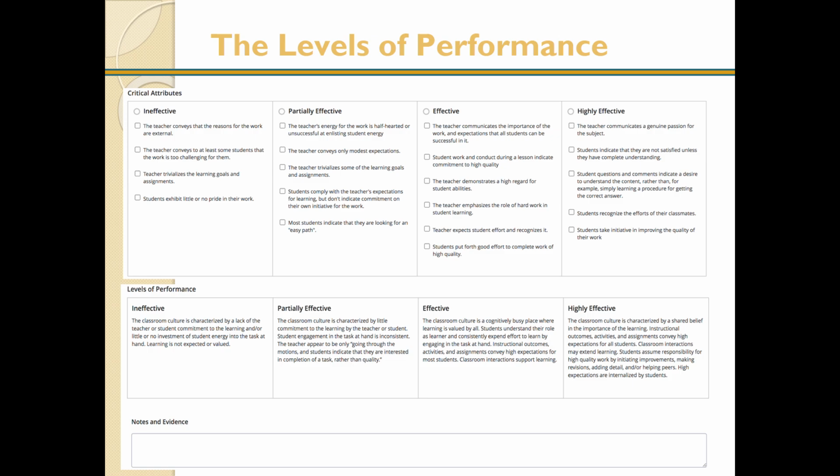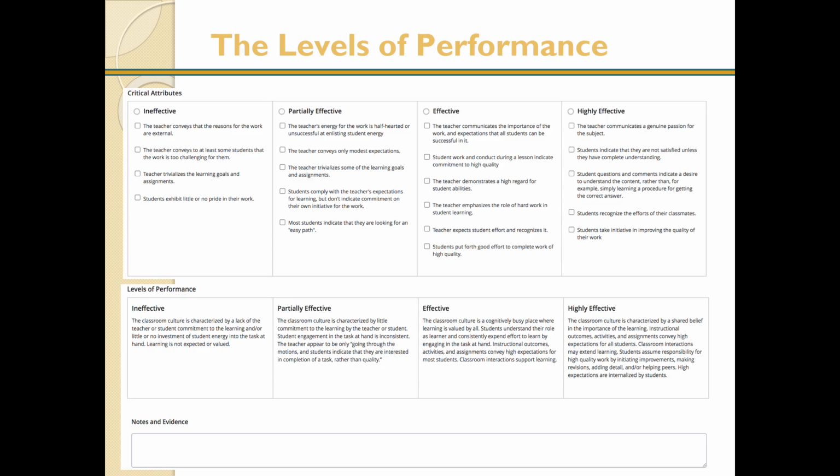The classroom culture is characterized by little commitment to the learning by the teacher or student. Student engagement in the task at hand is inconsistent. The teacher appears to be only going through the process and the motions, and students indicate that they're interested in completion of task rather than quality. This was the partially effective.